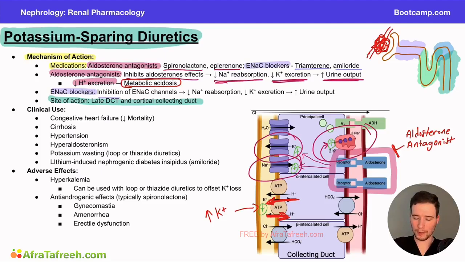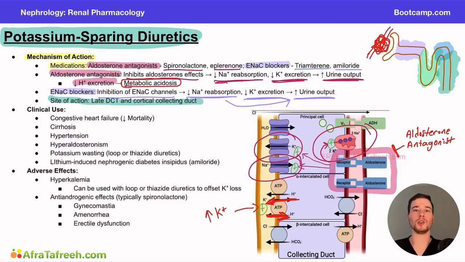So we'll see inhibition of the ENaC channel, also called the epithelial sodium channel, ENaC for short. We'll get decreased reabsorption of sodium, which should make sense to us, right? This is a channel that brings back sodium. So if we decrease that, or if we inhibit that channel, then it makes sense that less of it is reabsorbed. We will get decreased potassium excretion and we will get increased urine output.